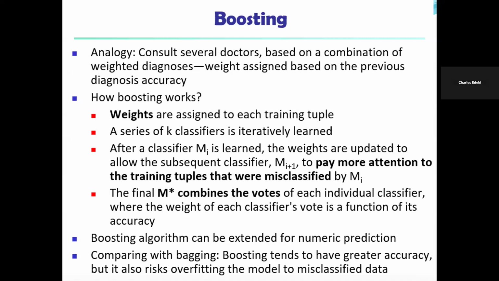After classifier Mi is learned, the weights are updated to allow the subsequent classifier, which will be Mi+1, the next one, to pay more attention to the training tuples that were misclassified by Mi. So it is based on the previous learning. Then the final M star combines the votes of each individual classifier, where the weight of each classifier's vote is a function of its accuracy. Boosting can also be extended to numerical prediction. Compared to bagging, boosting tends to have greater accuracy, but also risks overfitting the model to misclassified data. Bagging's overfitting problem is smaller.